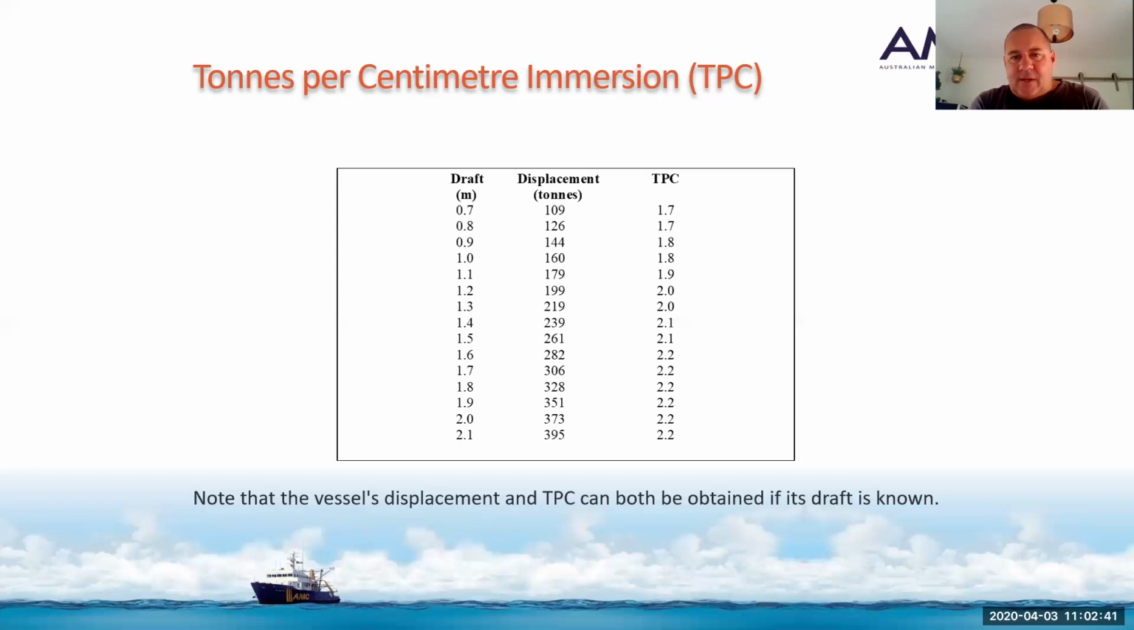And then the last one, the tonnes per centimetre. So how much weight do we need to put on that vessel to change its draft by 1 centimetre? So you can see the first one at 0.7 metres, we need to put on 1.7 tonnes to change its draft by 1 centimetre. And that increases as the draft increases because of the shape of the underwater hull. So there, on the bottom, note the vessel's displacement and TPC can both be obtained if the draft is known.